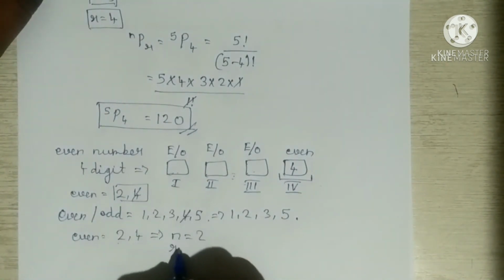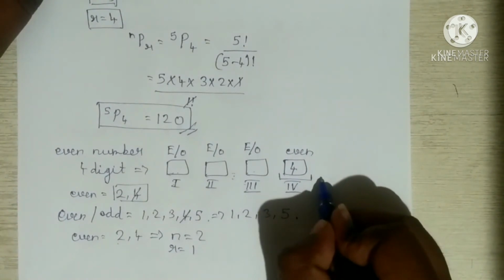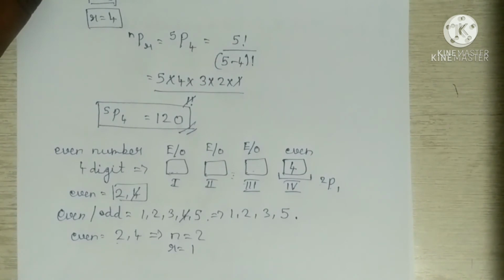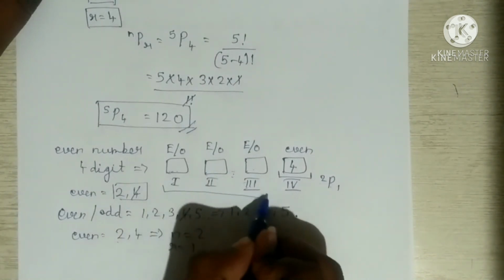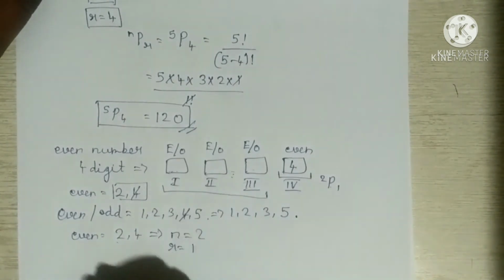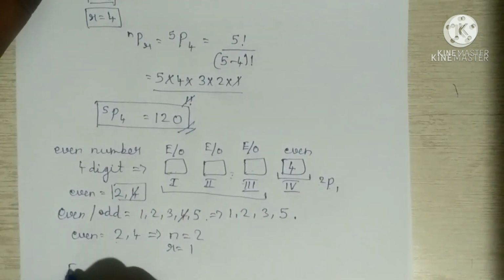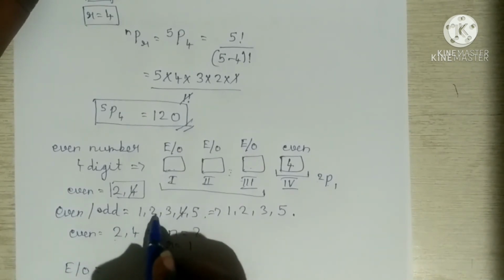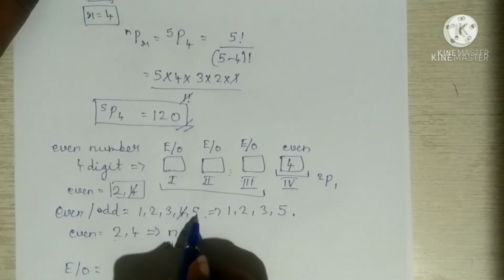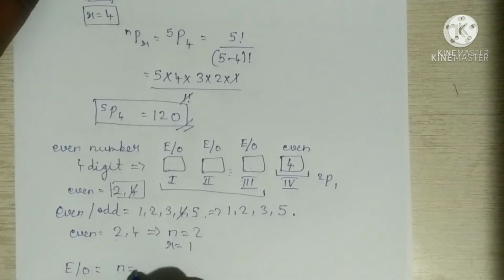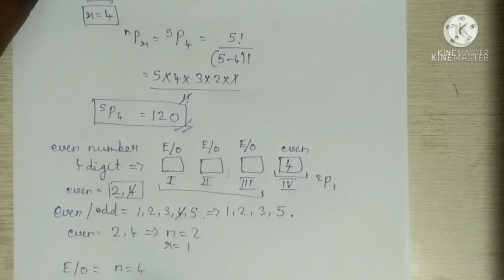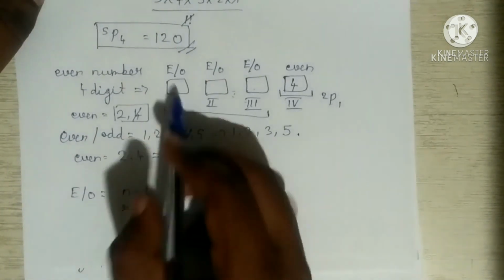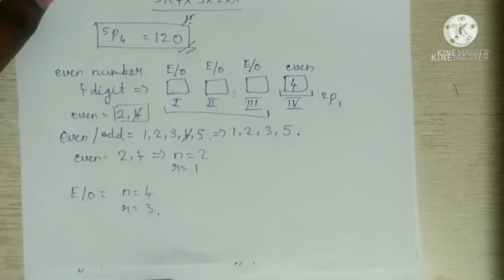Okay, r is equal to 1. This is nothing but 2P1. Then the remaining is 3 digits, and 3 digits means r is equal to 3. For the remaining digits, the total number of terms is 1, 2, 3, 4, 5 without the even one, which means n is equal to 4, and r is equal to 3, since we need to find the first, second and third digits.